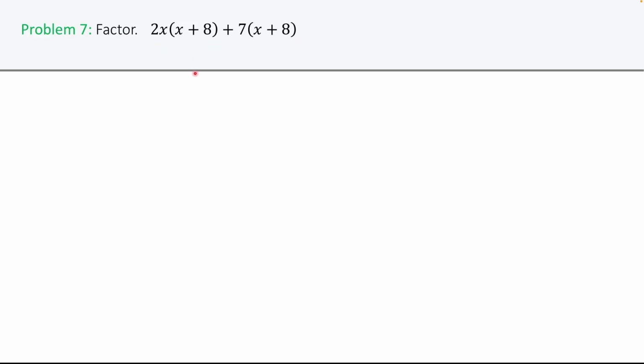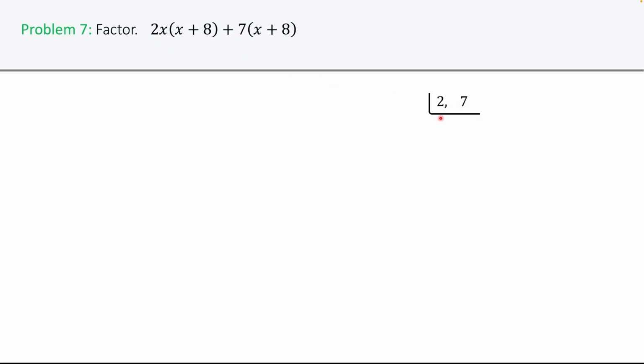In this expression, this is a term and this is another term. Note that a term is a product of factors. In this term, 2 is a factor, x is a factor, and x plus 8 is another factor. And in this term, 7 and x plus 8 are factors. What is the GCF of this expression? There are two number factors, 2 and 7.